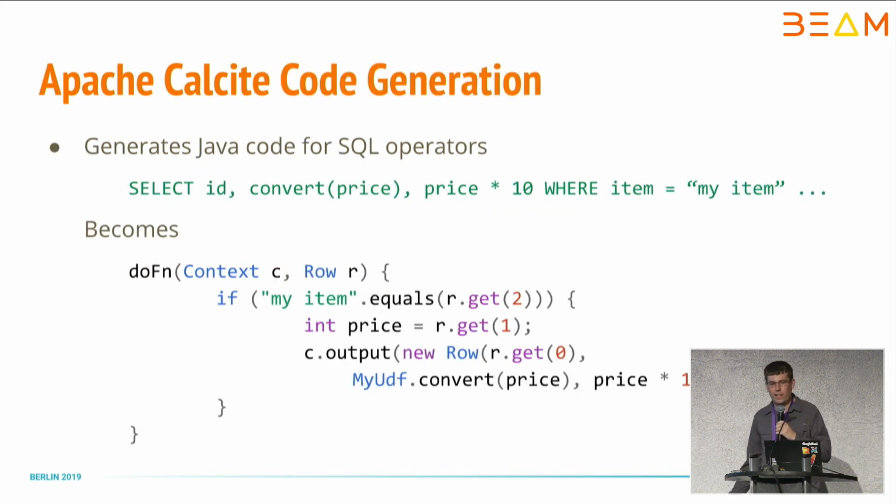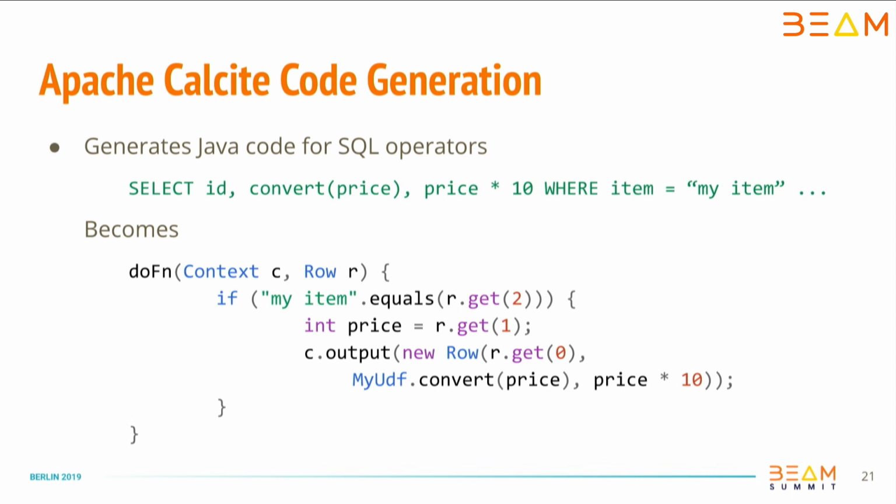If you write a select statement that maybe selects a couple columns, doesn't select them all, but runs a user-defined function of convert. This is sort of like the example from Tyler's previous talk about currency conversion. Maybe select some items. What it ends up with is a pretty optimized version of your SQL in Java. It's probably comparable to what you'd write if you went and decided to write this do fn in pure Java instead.